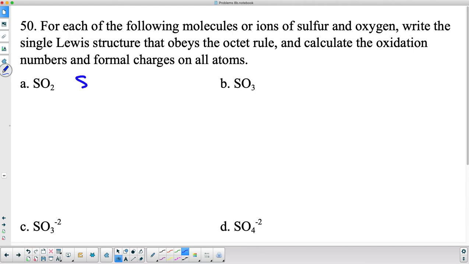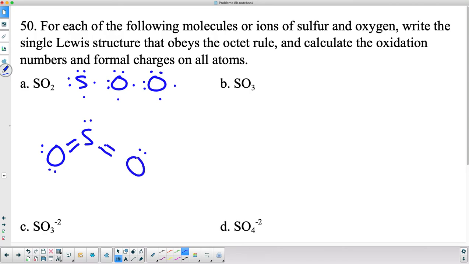So here I got sulfur, oxygen, and oxygen. And then I fit them together as best I can to make them look like, this is not going to be easy. There's going to be some double bonds here. So my sulfur is going to be there. I'm going to make that look like that. And I may do something that looks like this. So I can double bond. Let's see if I can double bond with this oxygen and then double bond with this oxygen.